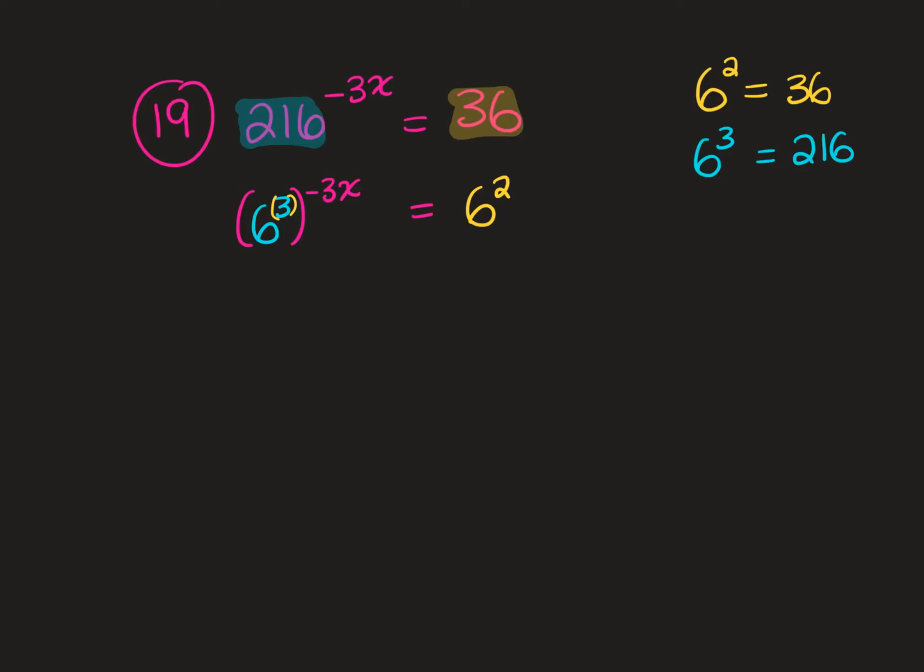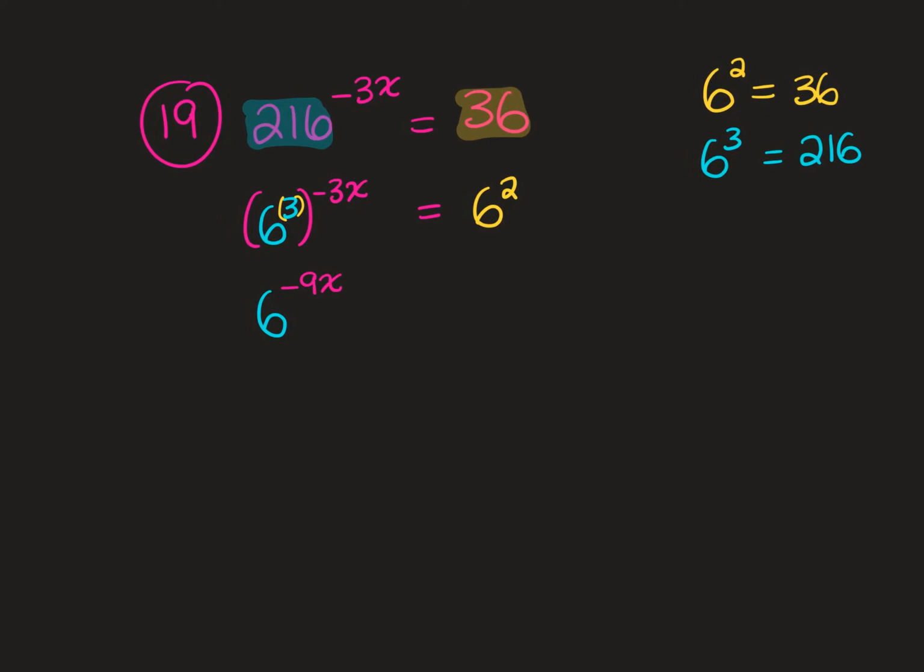Yeah, good. Multiply. Okay, so I'm going to multiply those two powers together. So this is really 6 to the negative 9x power equals 6 squared. And now we're right back to that problem, I think it was number 17. So you can take the two powers that you have written here, negative 9x and 2, and set them equal to each other and solve.